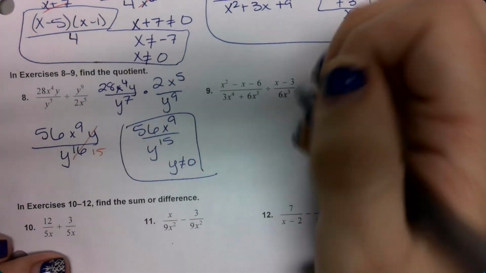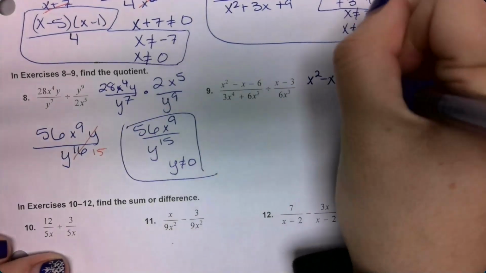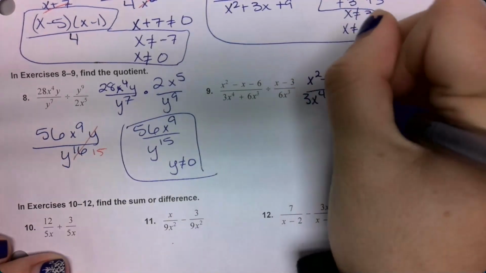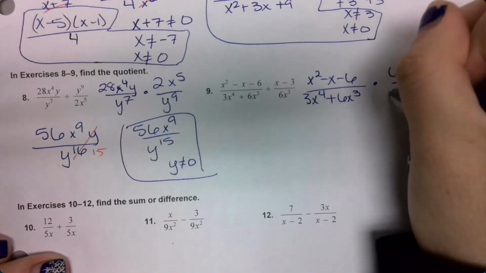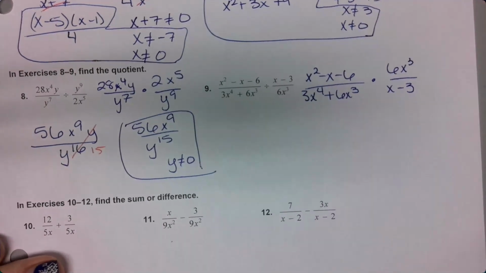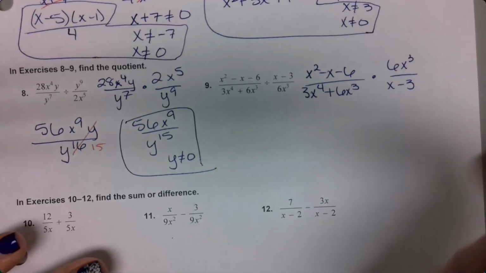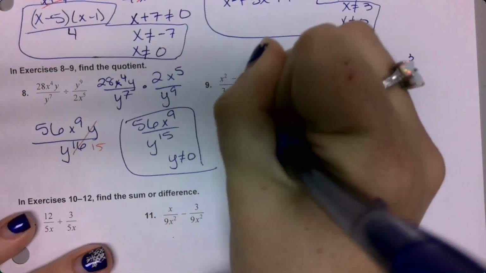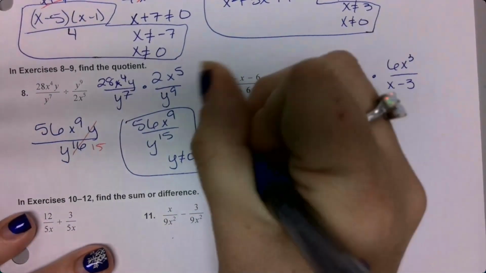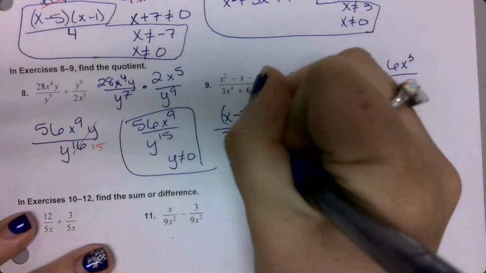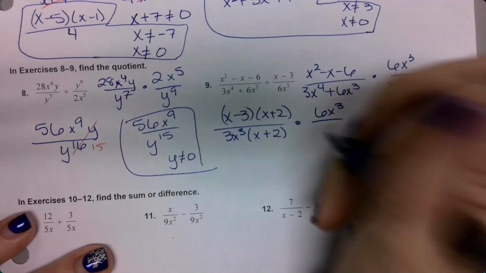Over here I want to factor. Actually, I'm going to flip first. So I'm going to leave the first alone, and I'm going to change it to multiplication and then flip the second fraction. Then I want to go ahead and factor, so I'm looking for what multiplies to negative 6 and adds to negative 1 for my numerator. That is going to be negative 3, positive 2. On my denominator, I can take out a 3 and an x cubed. So that gives me x plus 2. Then I'm multiplying by 6x cubed over x minus 3.